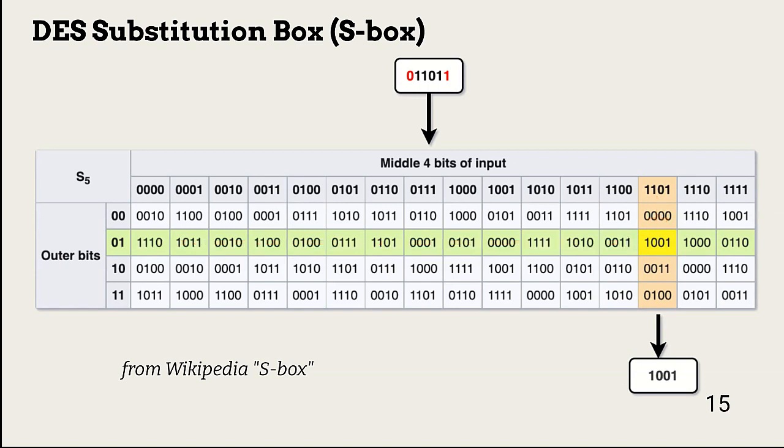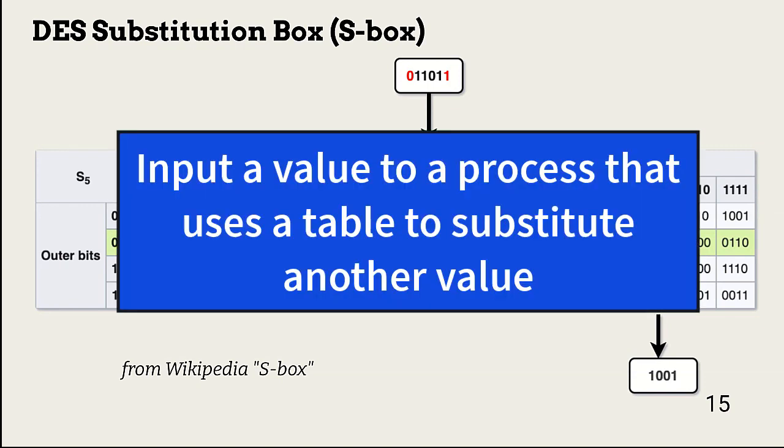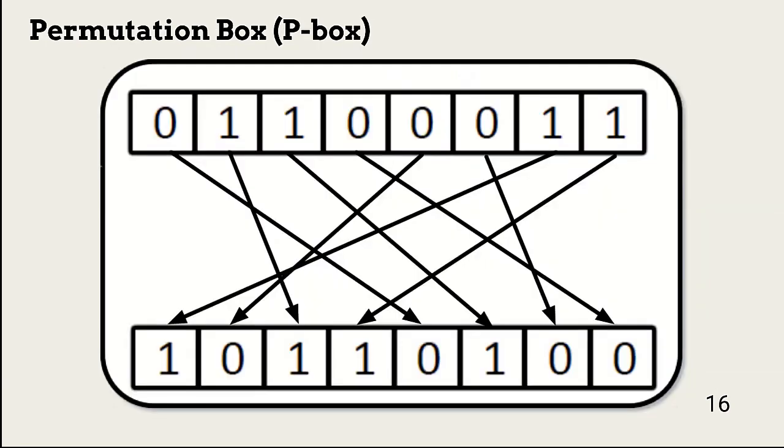This is a very simple example. The substitution table in AES is generated during encryption and works a little differently, but the concept is the same: input a value to a process that uses a table to substitute another value. Another process that can take place within each round of a block cipher is a permutation box, or P box. A P box moves each bit in the input into another column. In the AES cipher, this is done after the block passes through the S box and the bits are shifted.